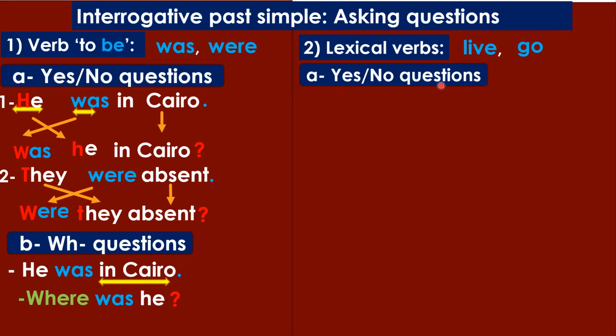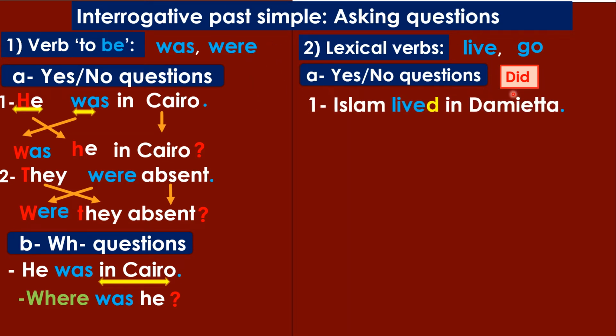Well, I'm going to start with yes no questions, and in the case of yes no questions I'm going to use did, as a helping verb. So for example, if I have this sentence, Islam lived in Damietta. In this case, what I'm going to do is start with did, and I'm going to have the same sentence. Islam lived in Damietta.